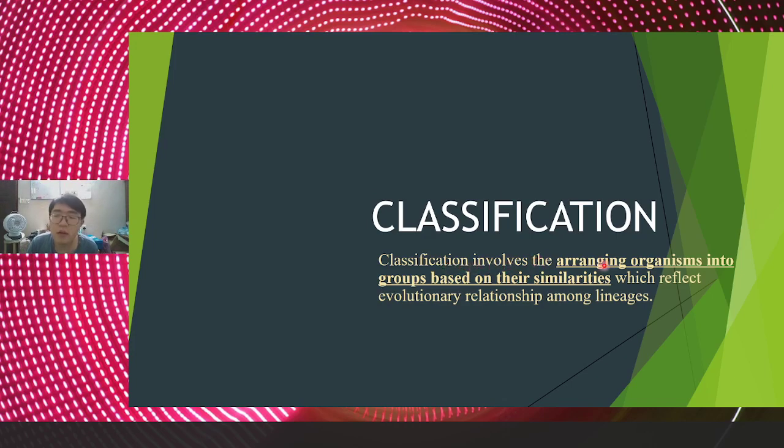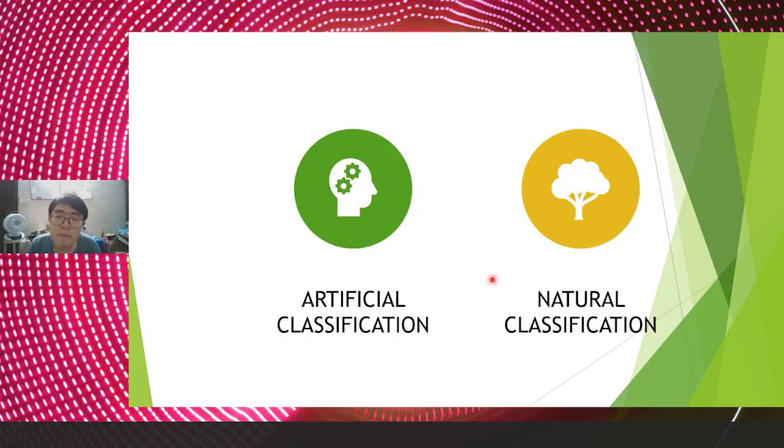Classification involves arranging organisms into groups based on their similarities, which reflect evolutionary relationships among lineages. The most important terms are arranging the organisms into groups based on the similarities. I think this one is very clear. There are two major classes: the first one is artificial classification and the next one is natural classification. Scientists use these two ways to classify species.